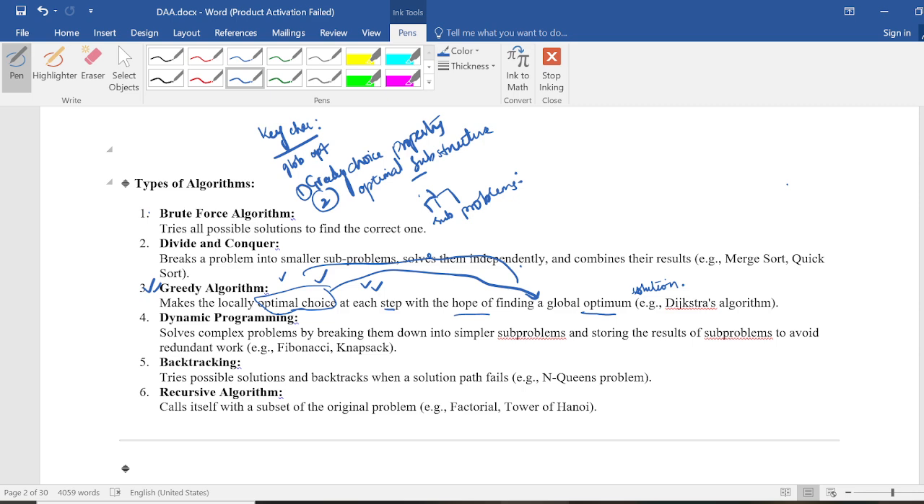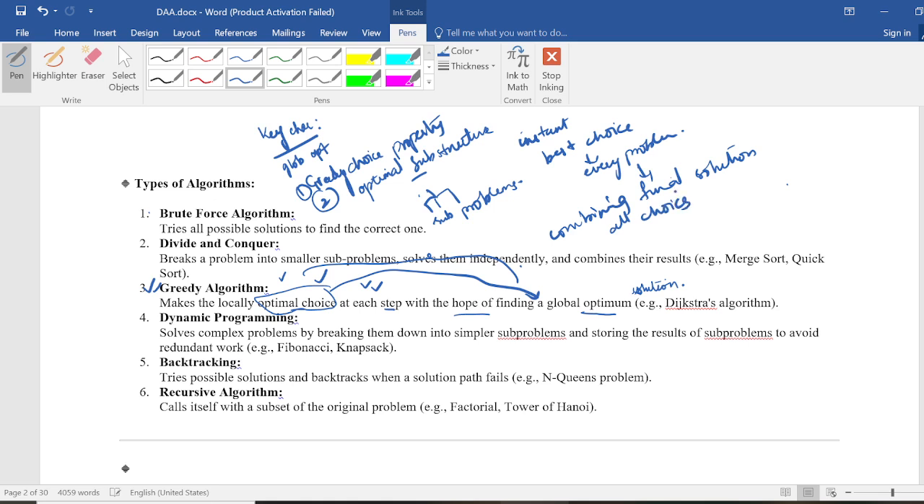So what are the steps involved in this greedy algorithm? Making a choice that looks best at that instant moment. Repeat the process considering the remaining problems. So, the instant best choice and repeating it for every problem. And then combining all the choices to obtain a final solution. These are the steps involved in the greedy algorithm.